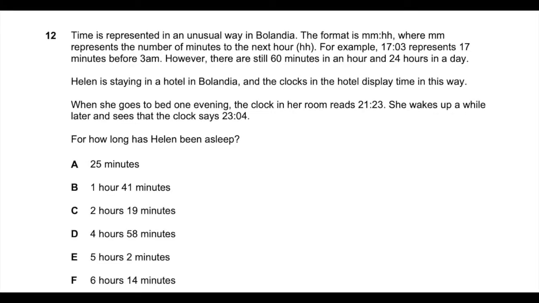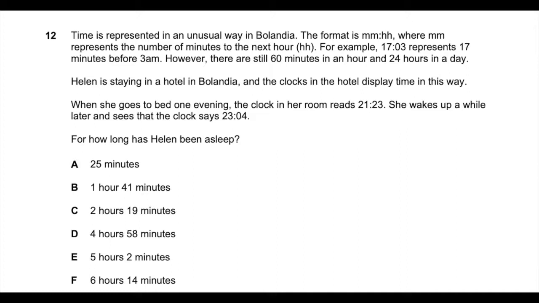Question 12. Time is represented in an unusual way in Belandia. The format is MMHH, where MM represents the number of minutes to the next hour, HH. For example, 1703 represents 17 minutes before 3 a.m. However, there are still 60 minutes in an hour and 24 hours in a day. Helen is staying in a hotel in Belandia, and the clocks in the hotel display time in this way. When she goes to bed one evening, the clock in her room reads 21:23. She wakes up a while later and sees that the clock says 23:04. For how long has Helen been asleep?